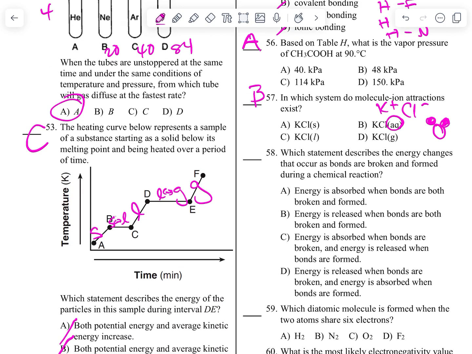Which statement describes the energy changes that occur as bonds are broken and formed during a chemical reaction? Two ways we can remember this. One is BARF: broken, absorbed, released, formed. Or you could think of your teddy bear, your stuffed animal. When you have your stuffed animal, you breathe a sigh of relief. So forming a bond releases energy. So it can't be that one. So it could be B or C.